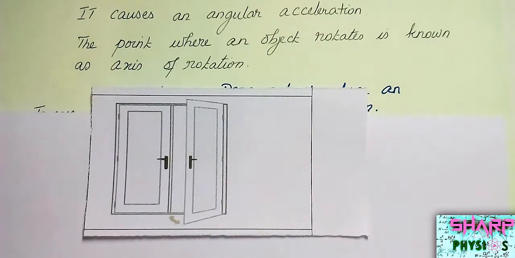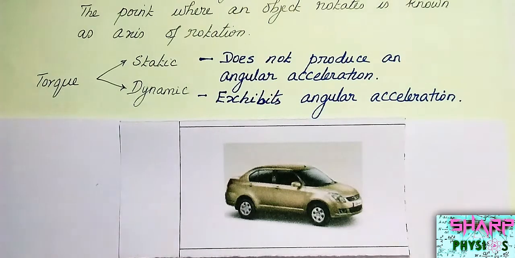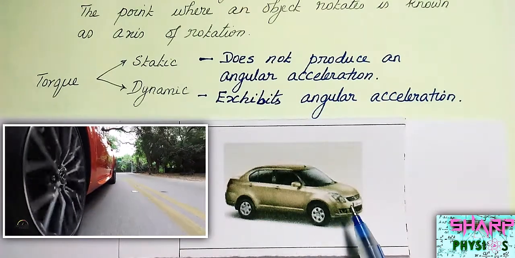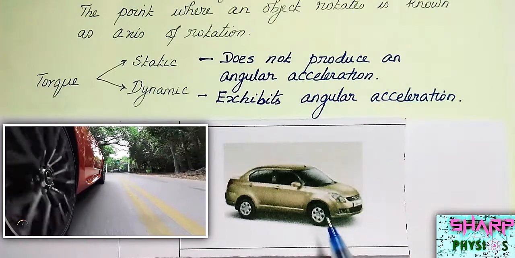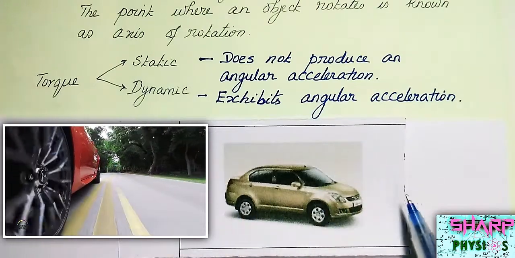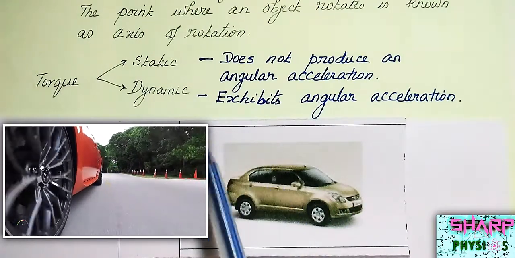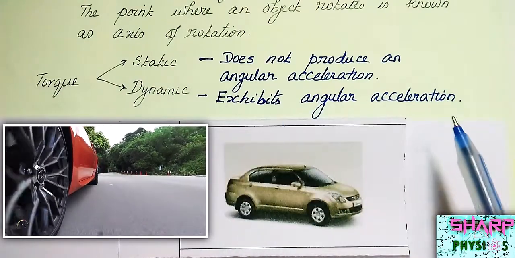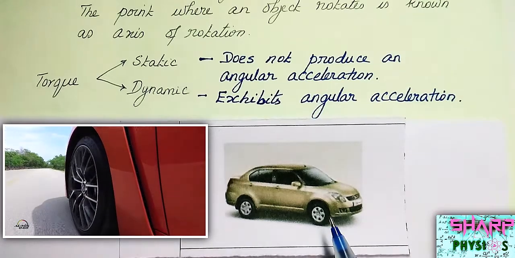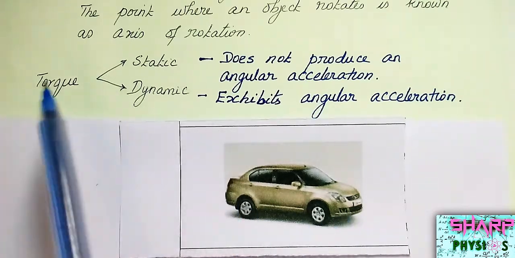On the other hand, when you come to dynamic torque, you can see here there's a car which has to start and move. When it starts, it has a particular speed, and it has to accelerate to increase the speed. When it accelerates, we call it dynamic. The speed varies at different levels. This is what we call angular acceleration, and the wheel is rotating about a particular axis, so it is called dynamic torque.